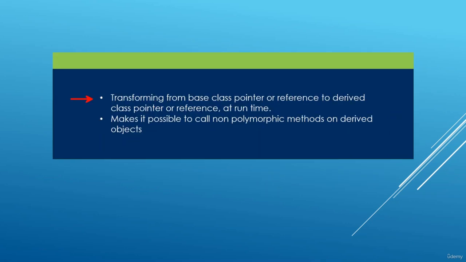We want to be able to transform from a base class pointer or reference to a derived class pointer or reference at runtime. Another way you can take this is to think of the base class pointer or reference as input, and we want to get a derived class pointer or reference as output in our C++ program. And the main benefit of this is to be able to call non-polymorphic methods on derived pointers or references. This is going to be super cool in some cases.